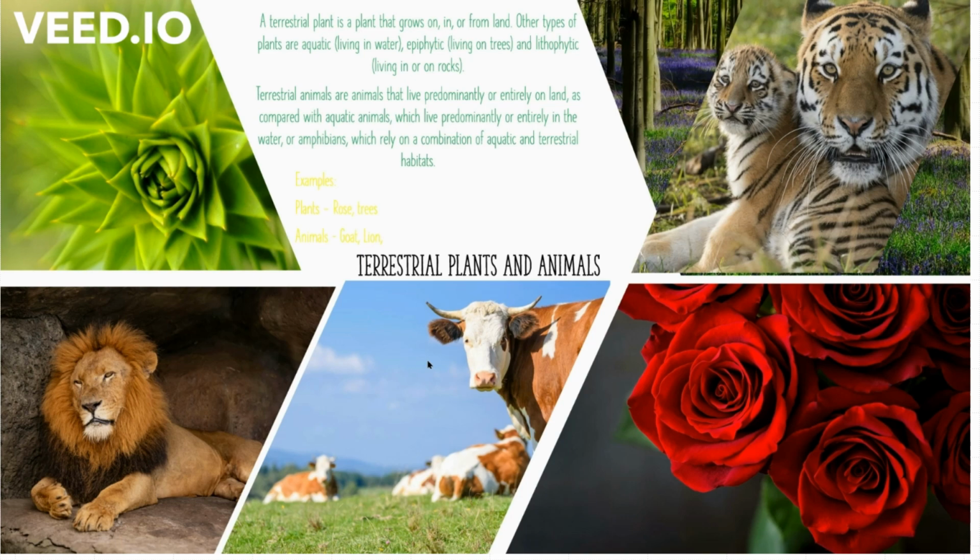Terrestrial animals live predominantly or entirely on land, as compared with aquatic animals, which live predominantly or entirely in the water, or amphibians, which rely on a combination of aquatic and terrestrial habitats. Examples: plants, rose trees; animals, goat, lion.